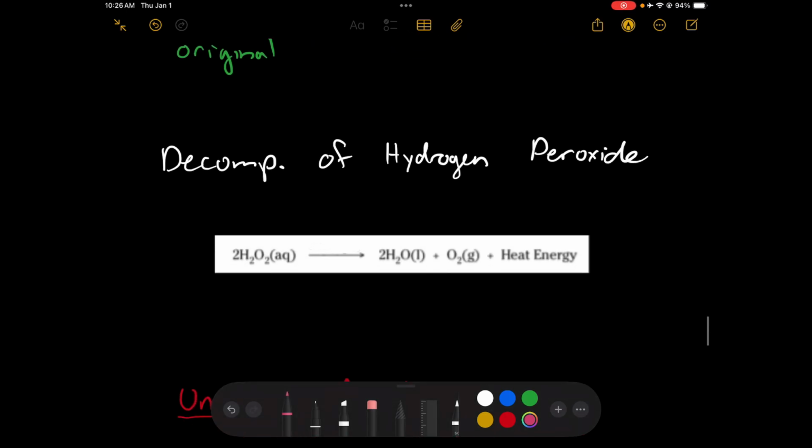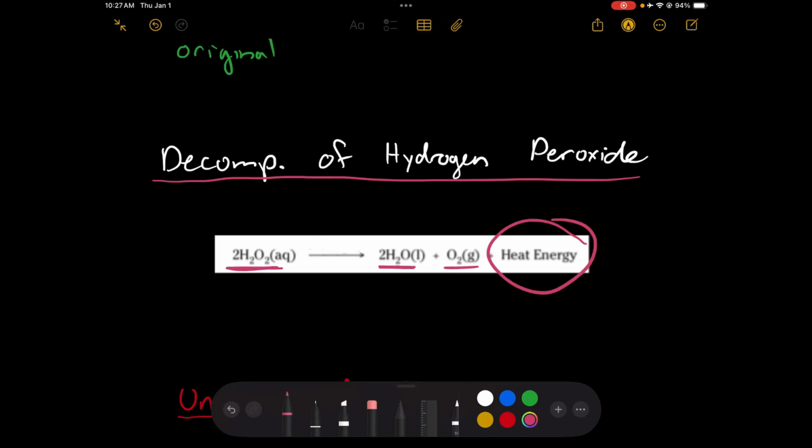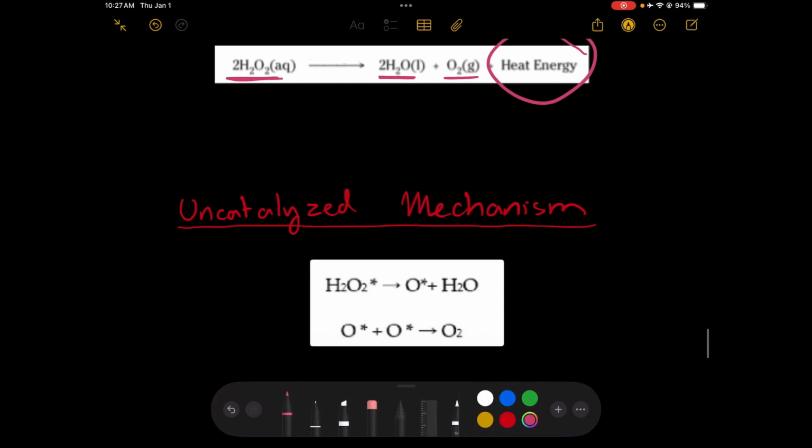This reaction, the decomposition of hydrogen peroxide, is something I'm going to show you in class, and I'm going to show you the catalyzed version as well. But the main reaction that we're doing is we're taking an H2O2, hydrogen peroxide, and we're breaking it up into water and oxygen gas. It's an exothermic reaction, so it's going to release heat energy overall, but that's not important right now. The mechanism for the uncatalyzed reaction looks like this.